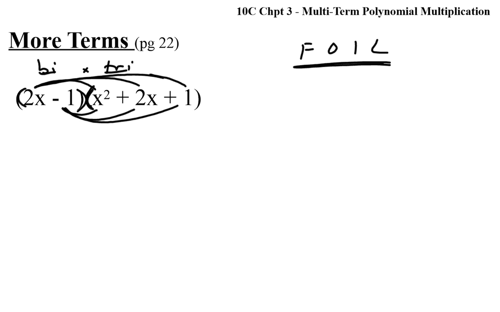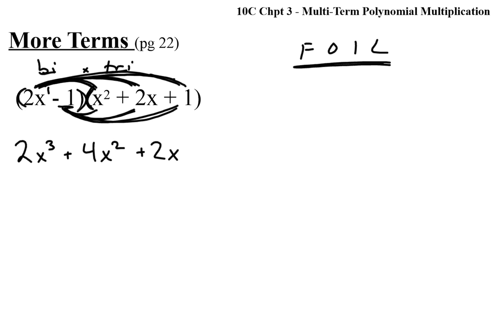So FOIL, first, outer, inner, last, binomial times a trinomial, same process, but now we have 6 multiplication steps. It's not complicated. There's just a ton going on. So 2x to the 1 times a 1x squared, 2x cubed. 2x times 2x, positive 4x squared. 2x times 1 is 2x. Now I have to multiply everything by the -1. -1 times x squared is a -1x squared. -1 times 2x is a -2x. -1 times 1 is -1.